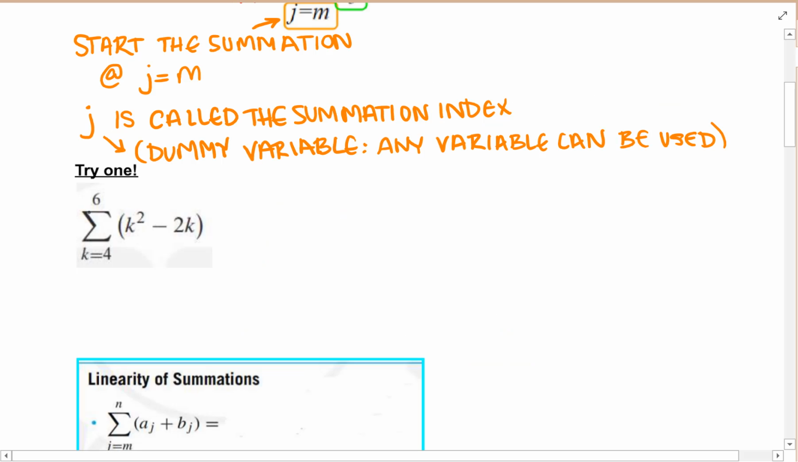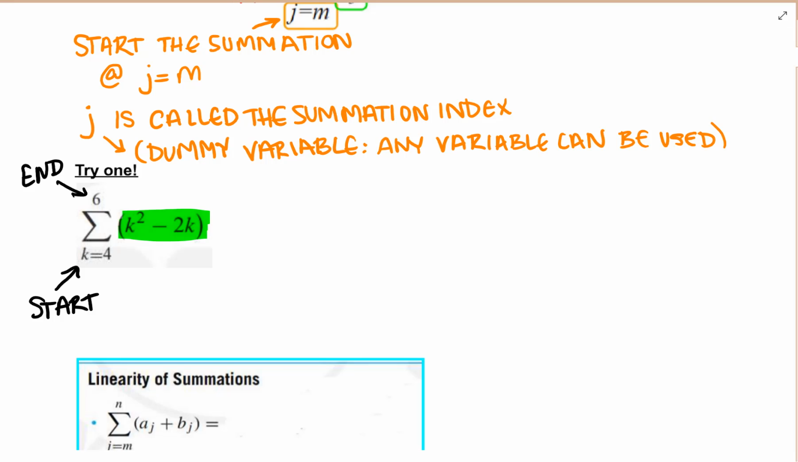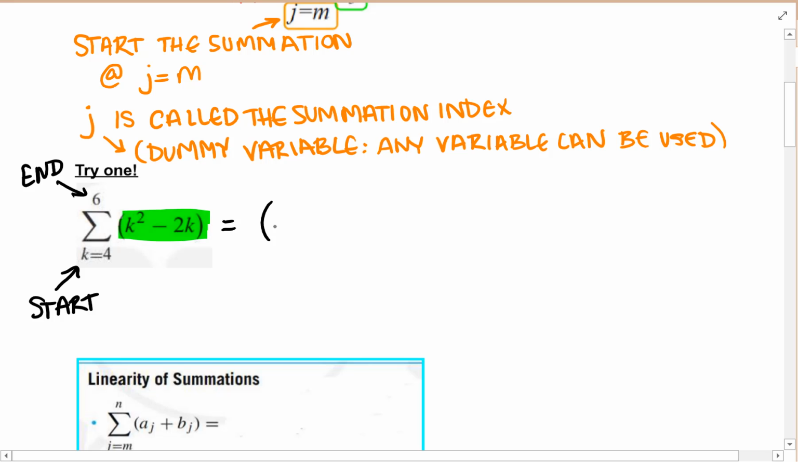Let's try one. Here we need to start at k equals 4. Remember, this is j, this is the dummy variable, so they could use k, that's totally fine. That is the summation index telling us to begin at k equals 4, and to end at k equals 6. That is the sum that we're trying to find. Inside, we have the kth term, or the general term, and this is how we're going to find each value to add up. So to begin, we will plug in the start, which is 4, into our general term.